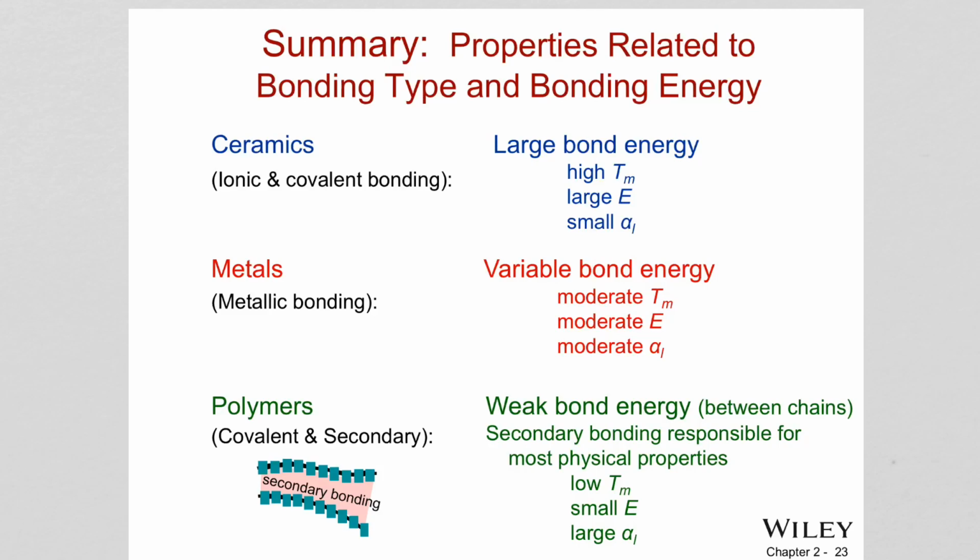And metals have moderate melting temperature, moderate stiffness, moderate thermal expansion coefficient. Whereas the polymers, as they are giving us here, have the carbon-carbon chain, and in between there are weak forces, secondary bonding. Polymers experience covalent bonding in the carbon-carbon chain, and in between they have secondary weak bonding. It can be hydrogen and van der Waals. Because of that they have low melting temperature, low modulus. Think about rubber, right? You can easily stretch rubber. And large thermal expansion coefficient.